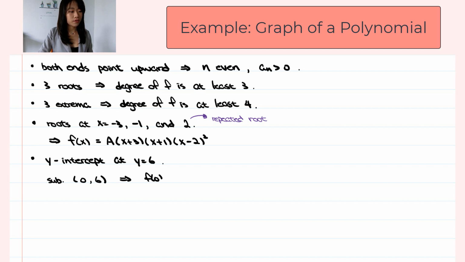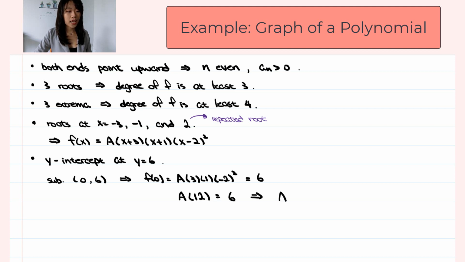So f of 0, that is a times (0 plus 3) times (0 plus 1), then times (0 minus 2) squared. And this equals f of 0, which is 6. Then I can isolate for a. On the left-hand side, I have a times 3 times 1 times 4, that is 12a, and it equals the right-hand side, 6. So the coefficient a is 1 over 2.